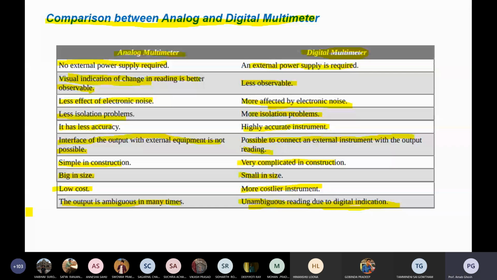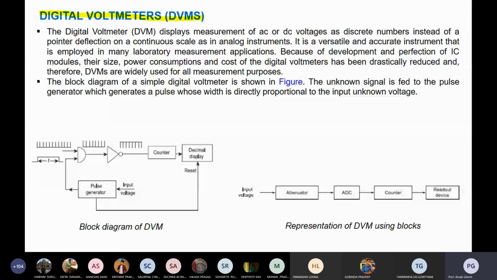So I think all of you are able to understand the comparison between the analog and digital multimeter. Okay. Now the next one is your digital voltmeter. It is called the DVM. Okay, so in DVMs, what happened?